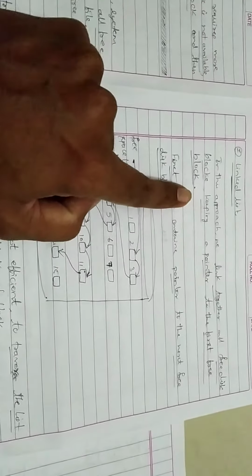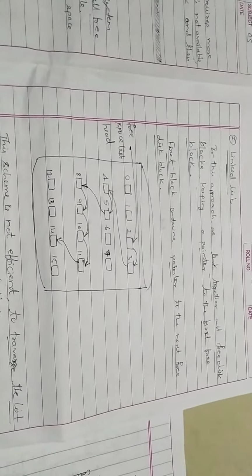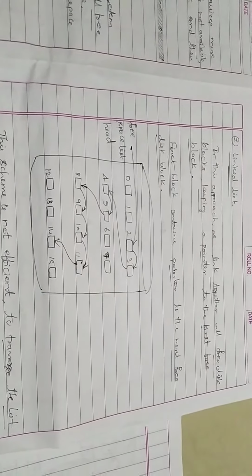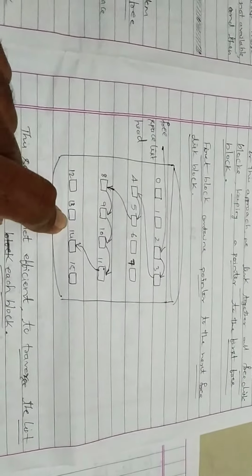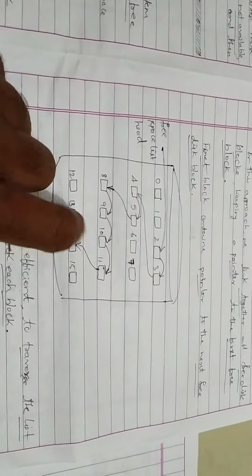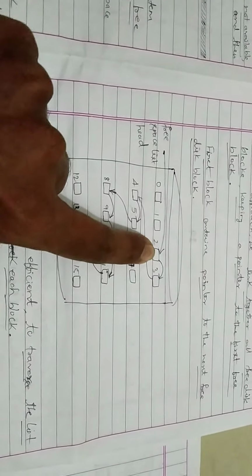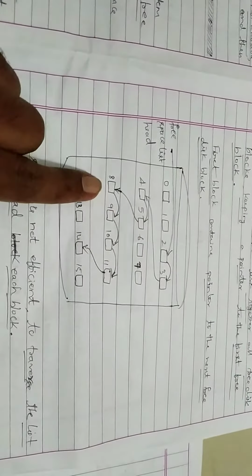The next method of free space management is the linked list method. In the linked list method, we use pointers and link each and every block which is free in our hard disk. Here is a small diagram which shows that example. You can observe here blocks 2, 3, 4, 5, 8, 9, 10, 11 and 14. These are all the blocks which are free in our hard disk.